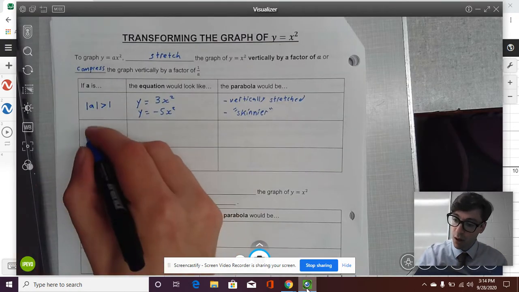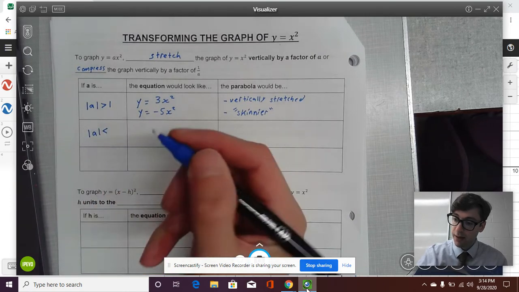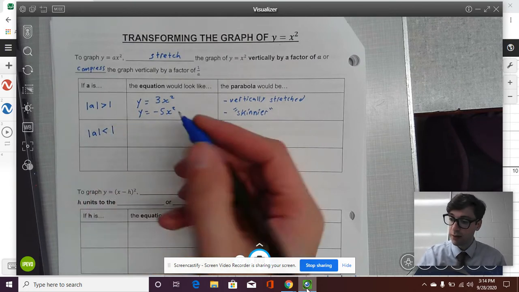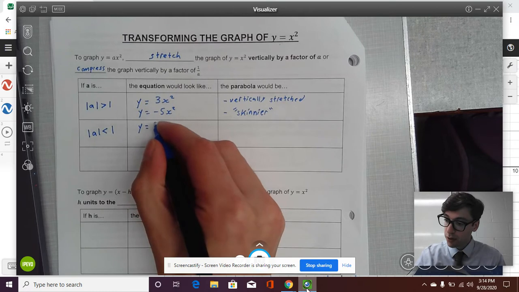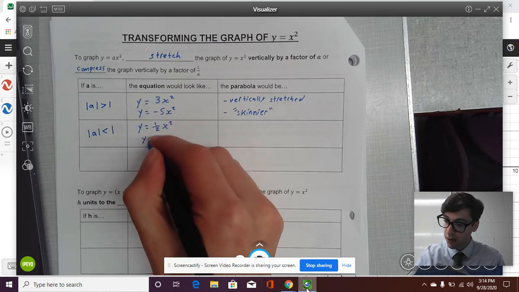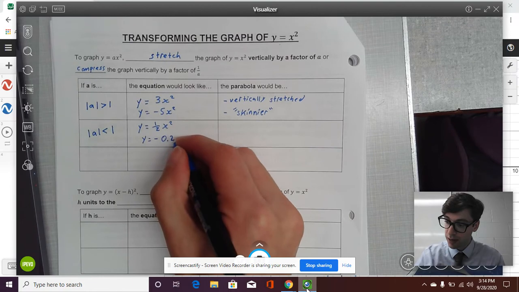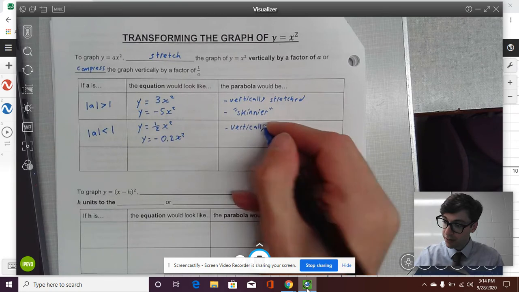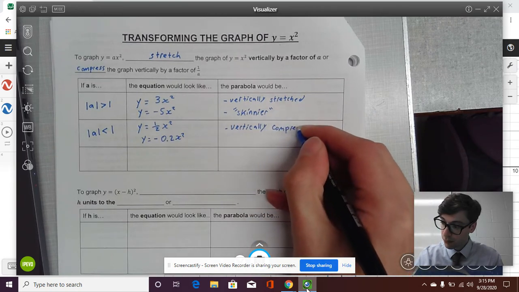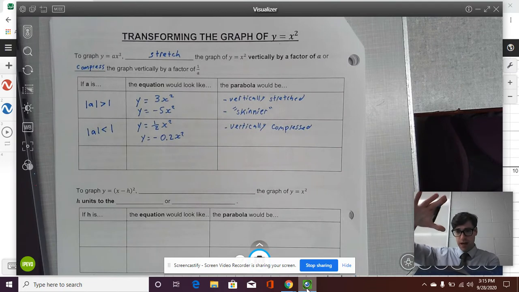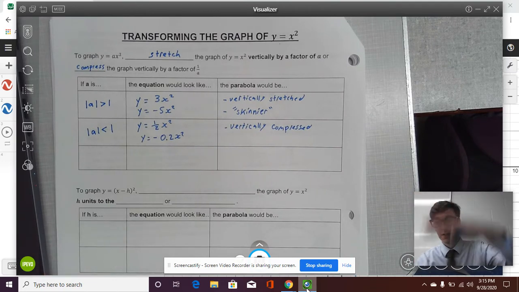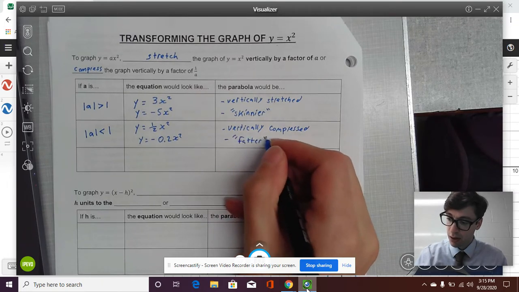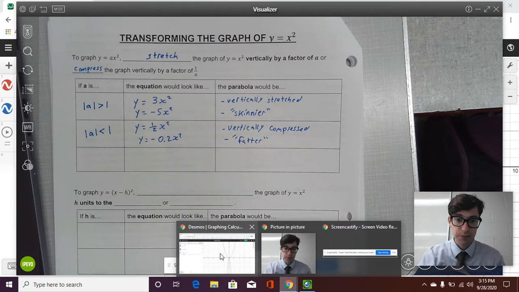What about when a is smaller than 1? For example, if a is 1/2 or 1/4, 0.3, any number smaller than a whole, negative or positive. So for example, we could say 1/2 x squared, or again, the negative doesn't matter, negative 0.2 x squared. We call that vertically compressed. And again, compression, imagine you're compressing a mattress, you're pushing down on it. I know that's kind of hard to see on my video. It's going to look fatter than normal. And again, I'll show you what I mean on Desmos.